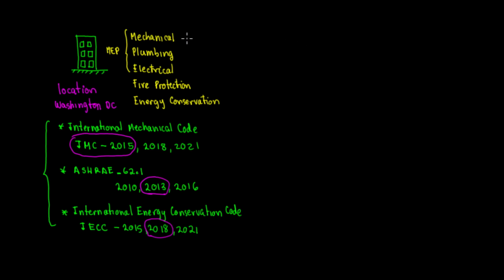So in mechanical systems, our step number one most often is to do the ventilation calculation. If we want to do the ventilation calculation as I showed in my other videos, outside air is going to be equal to RP times PZ plus RA times AZ, divided by distribution effectiveness.